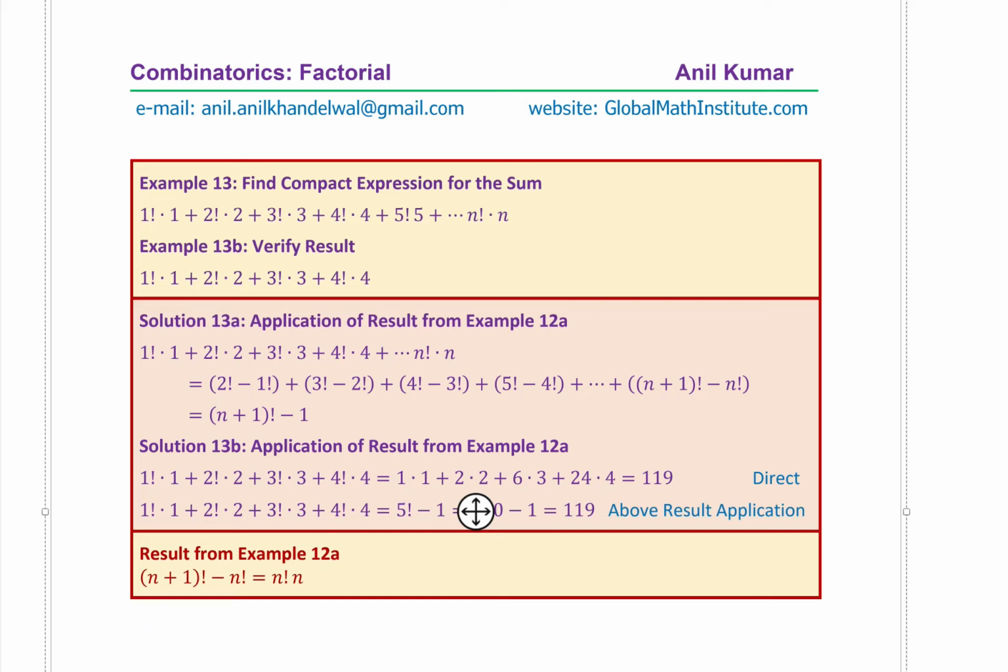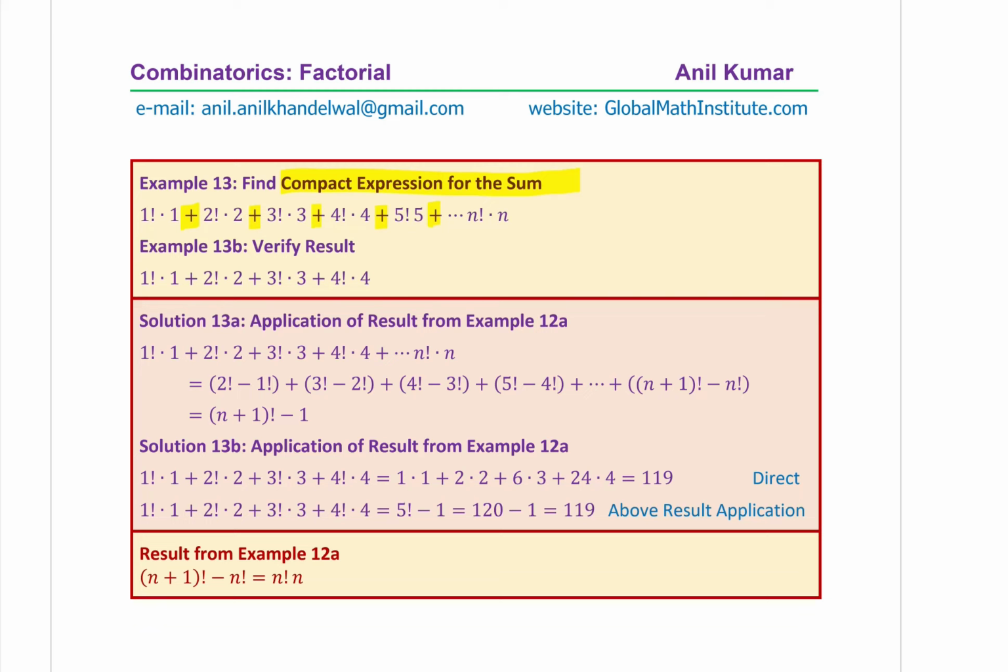And here is one of the most important, and that is find the compact expression for the sum. So now we'll find a compact expression for the sum series, right? We are moving from product to sum. Do you see this plus in between for all these terms with factorials? That is the sum series.